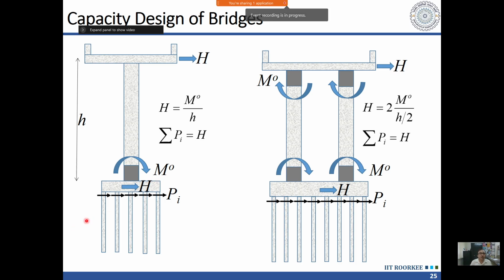To take that into account, we first calculate the capacity using the PM interaction curve. We calculate the actual capacity which is obtained from the provided reinforcement, and then we multiply that by an overstrength factor of 1.35, and that moment capacity we use to calculate the horizontal force here. So the maximum horizontal force which this pier can resist or generate will be equal to M0 divided by h, where h is the height. This is what we call the capacity shear.